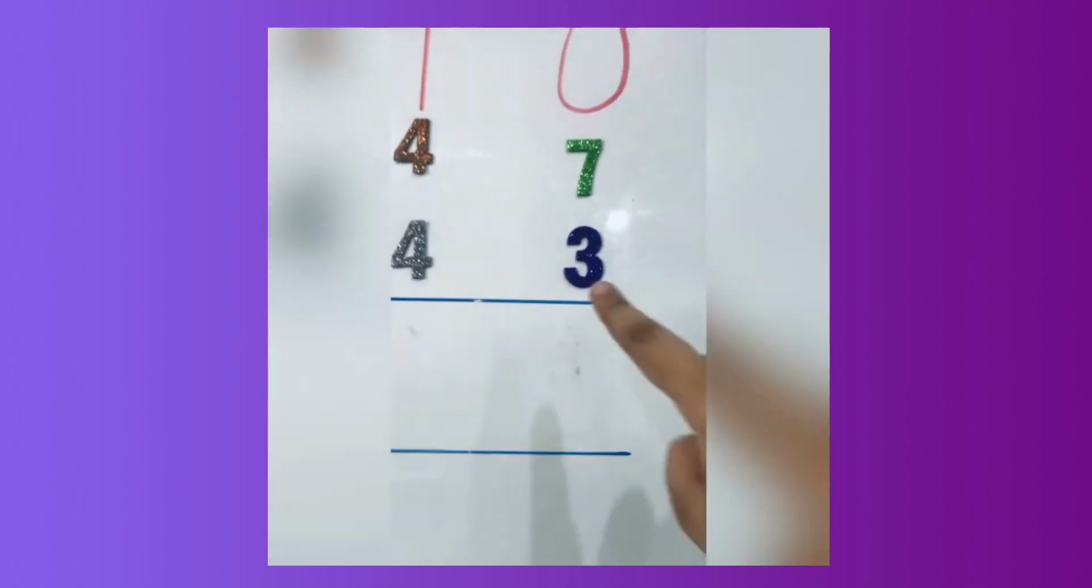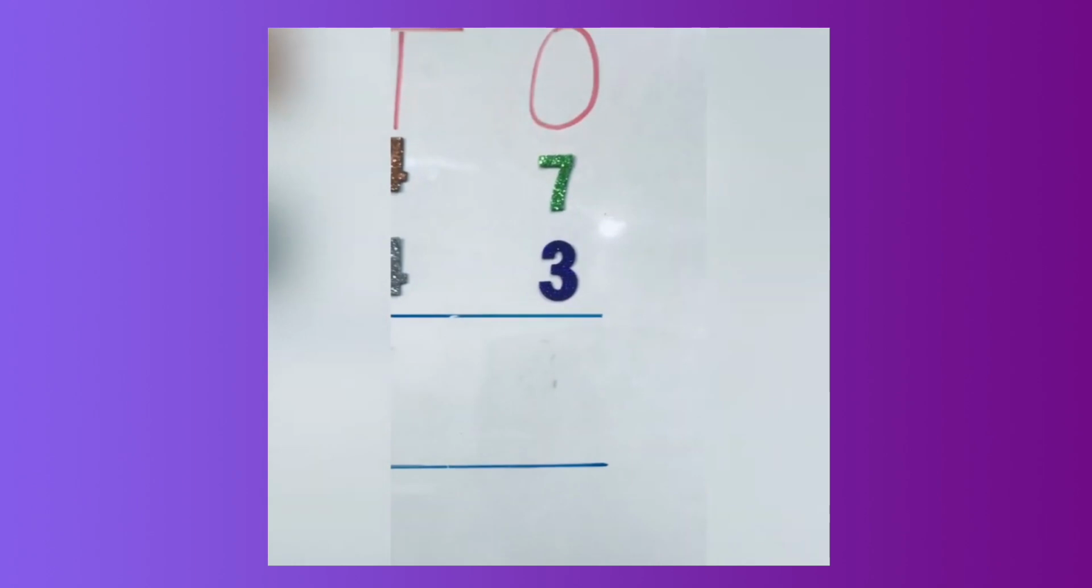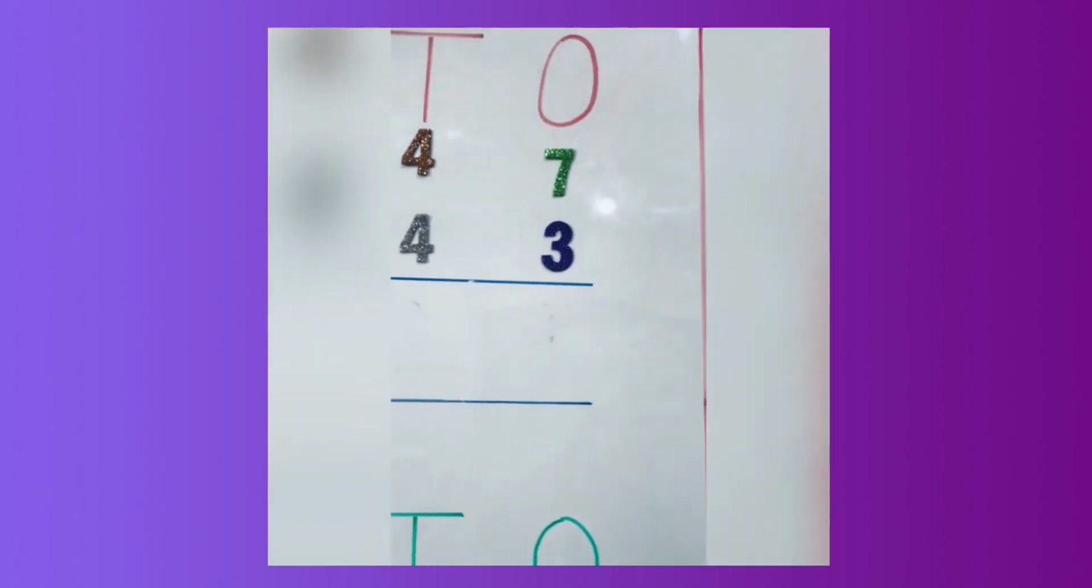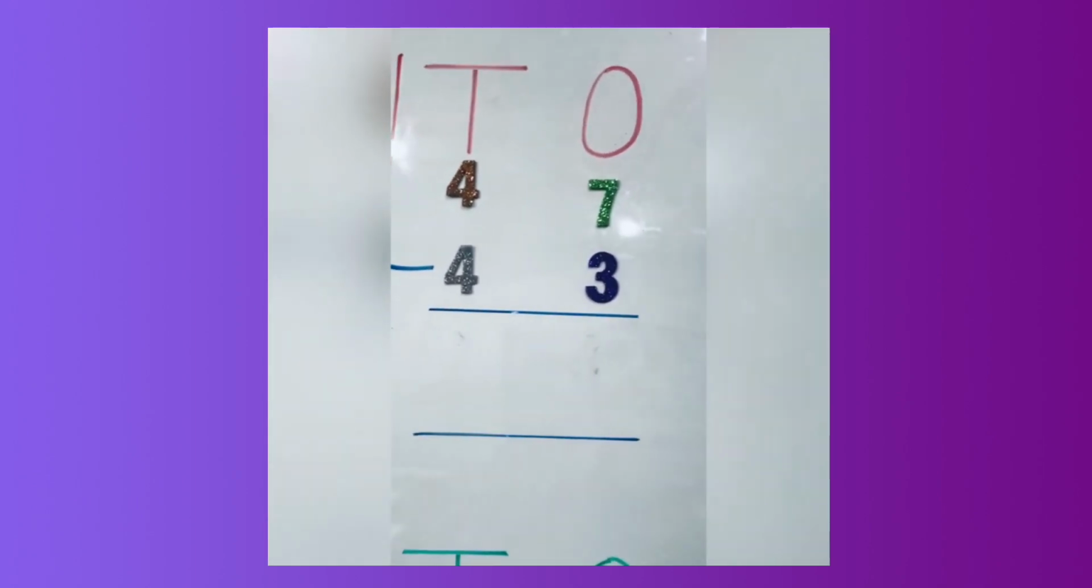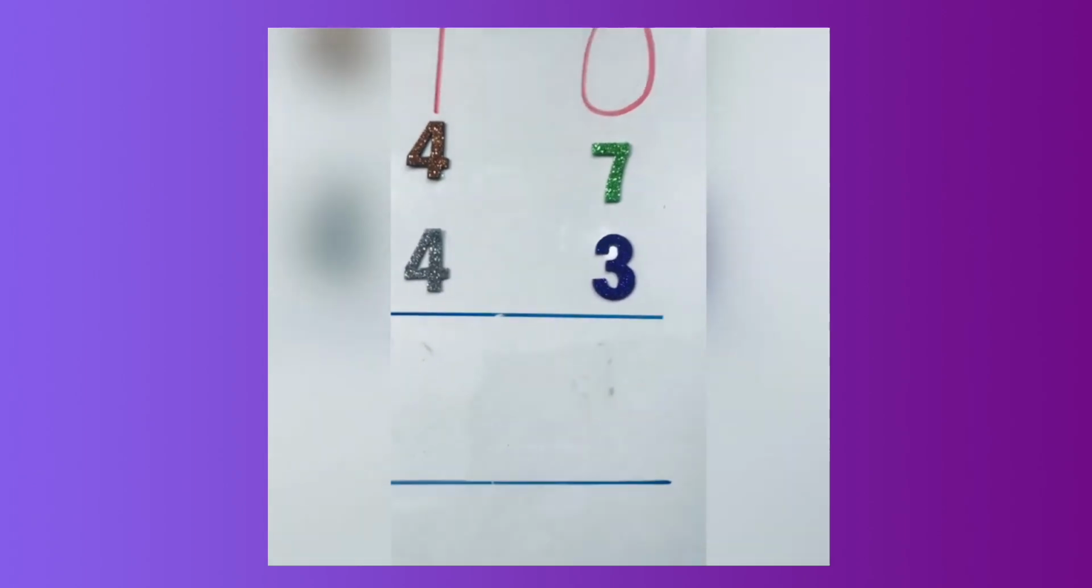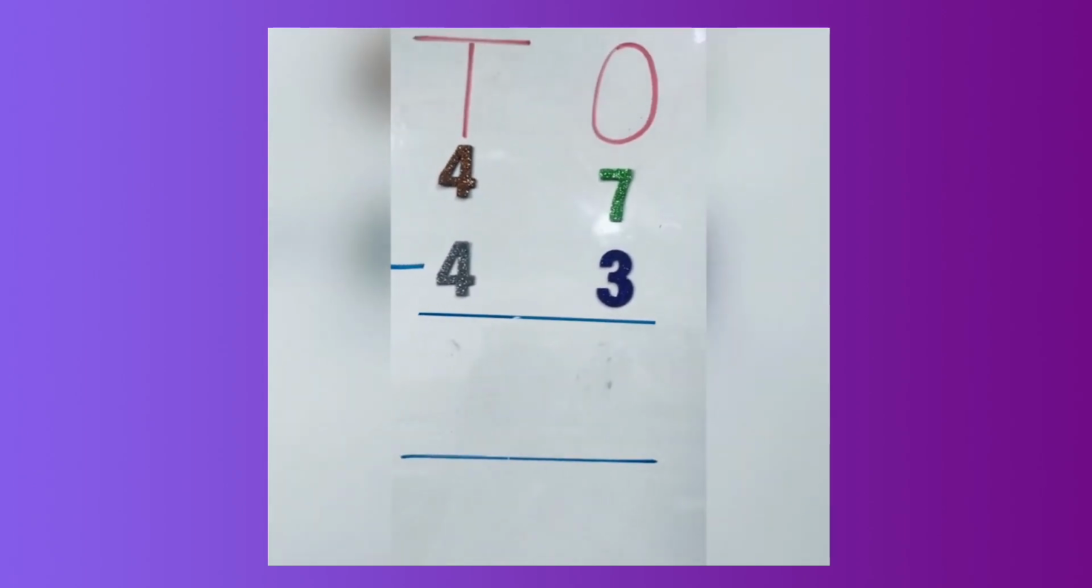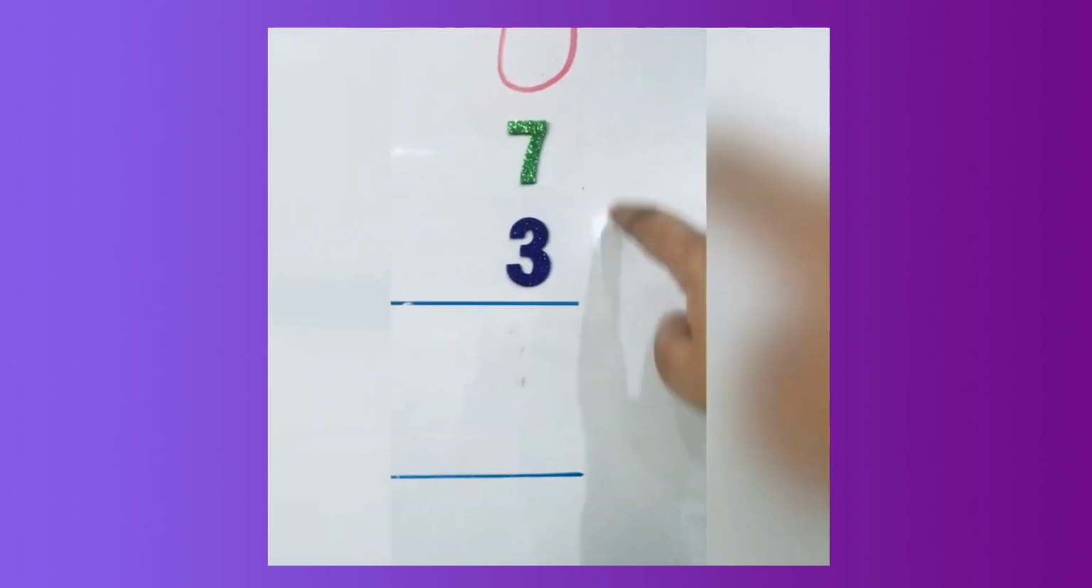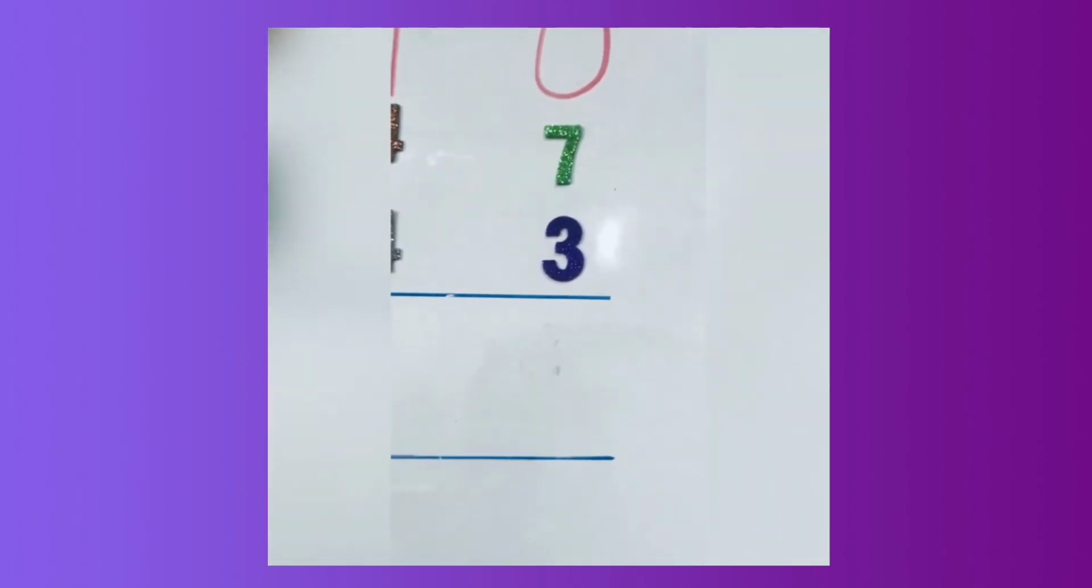Now you can see that you have 3. Now 3 is the smaller number. So now I will start counting ahead from my smaller number and I will count till my bigger number. That way I will know what is the difference between these two numbers.